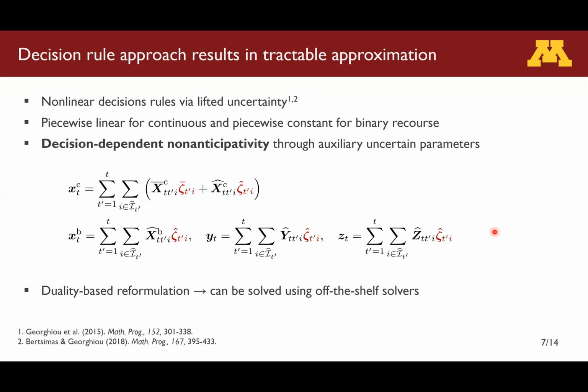And to solve this problem, we use nonlinear decision rules based on the concept of lifted uncertainty. So we use piecewise linear decision rules for continuous recourse variables and piecewise constant decision rules for binary recourse. And the main technical innovation here is the modeling of decision-dependent non-anticipativity, for which we introduce auxiliary uncertain parameters. So we end up with decision rules that are linear functions of lifted auxiliary uncertain parameters. And this also allows a duality-based reformulation. So then that leads to a model that can be solved using off-the-shelf solvers.